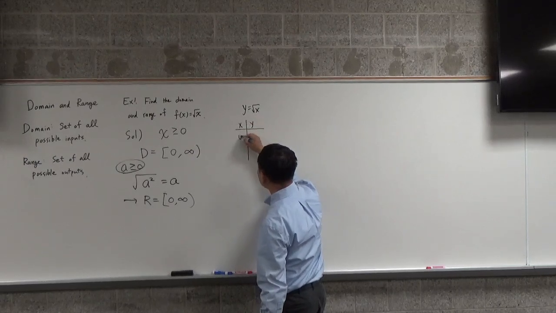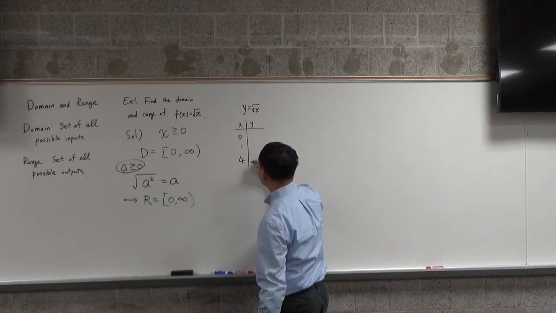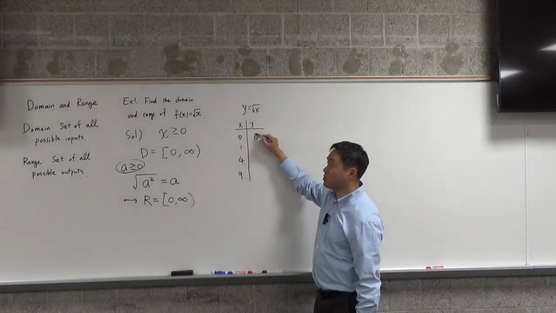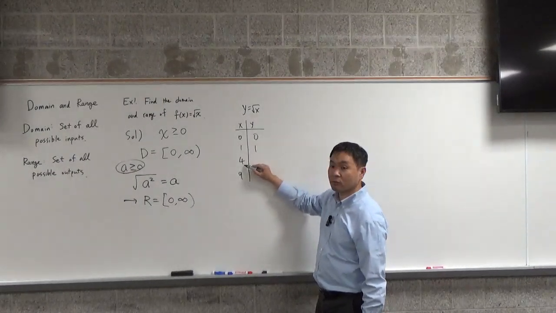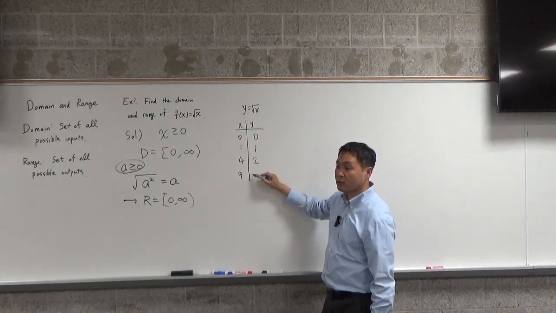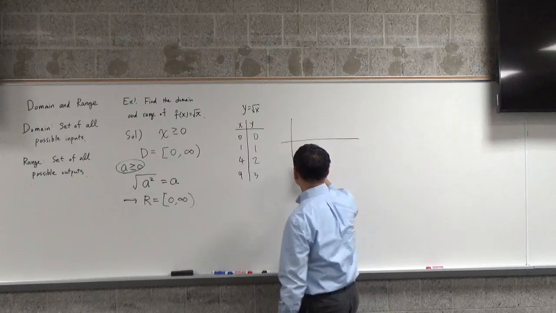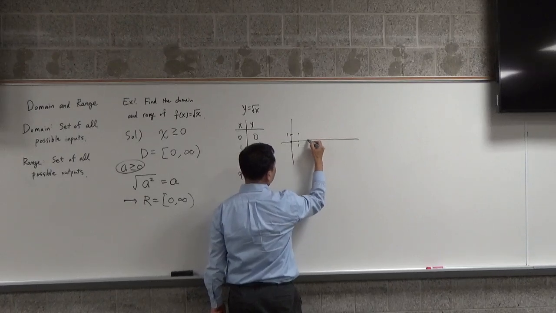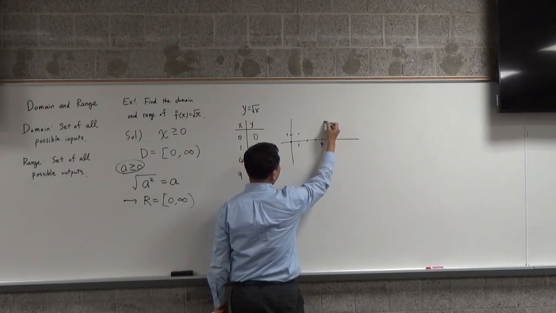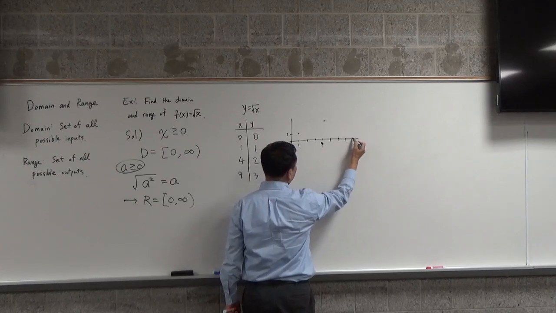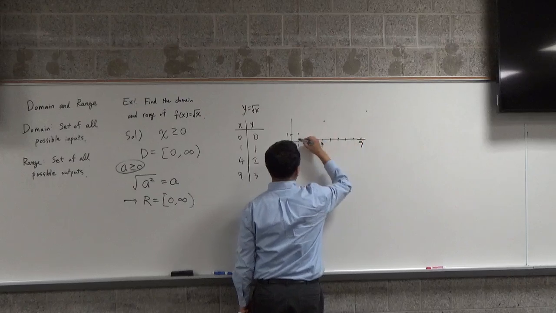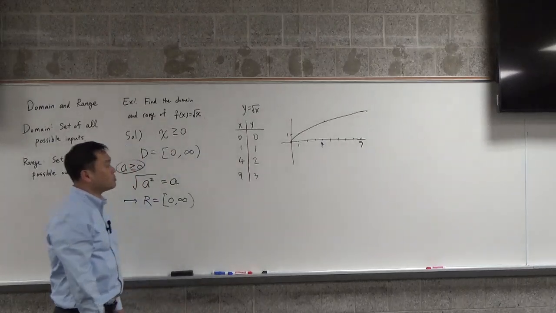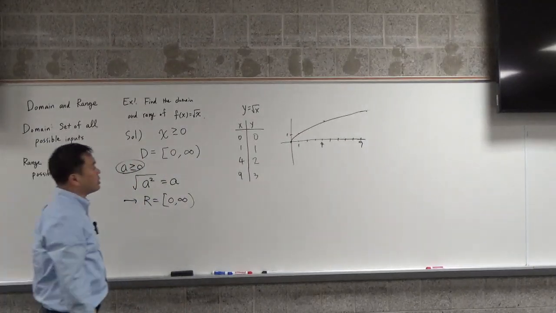So x, y, if you have 0, 1, 4, and maybe 9. What's the square root of 0? 0. Square root of 1? 1. Square root of 4? 2. Square root of 9? 3. So you draw this. And then 0, 0, 1, 1, and then 4, 2. Here's 9, 3. So you have that as the graph. Okay? So that's the graph of y equals the square root of x.